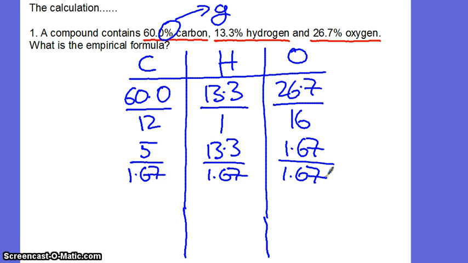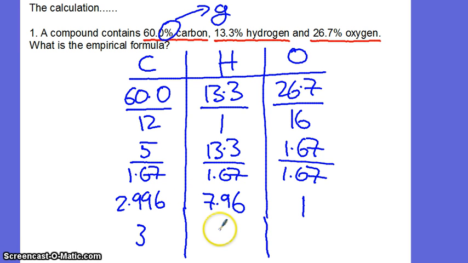Type those into a calculator. Unsurprisingly, 1.67 divided by 1.67 gives 1, 13.3 divided by 1.67 gives 7.96, and 5 divided by 1.67 gives 2.996. Now you can see that this number here is incredibly close to 3. It effectively can be rounded up to 3. This here is incredibly close to 8, and this number is in fact 1. So the ratio of the 3 elements to each other is 3 to 8 to 1.